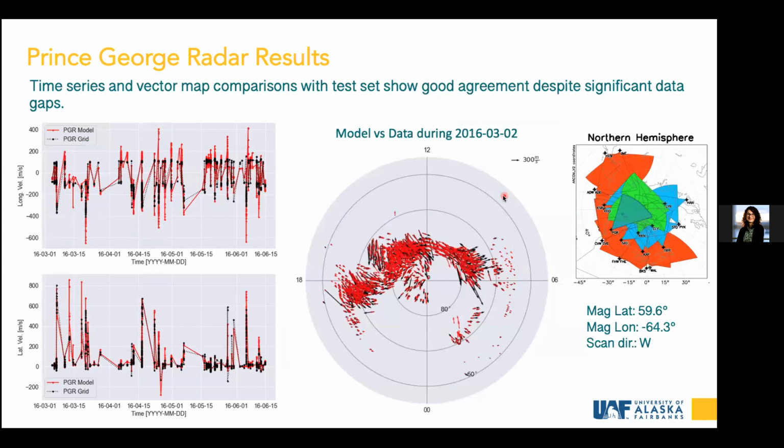Looking at these results for Prince George radar in a bit closer detail, just as a reminder, the Prince George radar is located here, sampling the high latitudes. You can see it's located at around 60-degree magnetic latitude and minus 64 degree in magnetic longitude, scanning in the west direction. Here you can again see from our test set comparison selected for a certain latitude, we can see that the model performs well compared with the data. There are certain times that it can overestimate or underestimate as usual, but overall we can see that most of the variability now is captured.